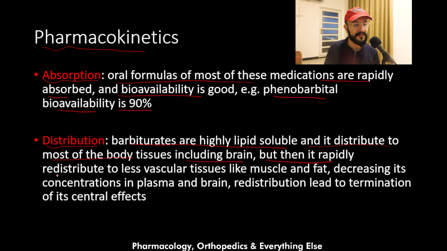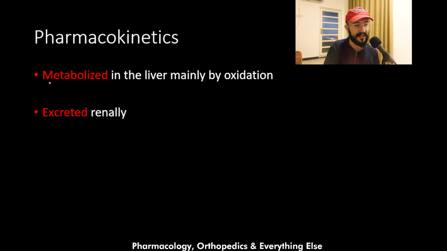Then it rapidly redistributes to less vascular tissues like the muscle and fat, as we mentioned before, decreasing its concentrations in plasma and brain, and redistribution leads to termination of its central effects. So when it redistributes from the brain to the peripheral tissues, this leads to termination of its effects. Barbiturates are metabolized by the liver, mainly by the oxidation process by the CYP enzymes, and the excretion is renal.